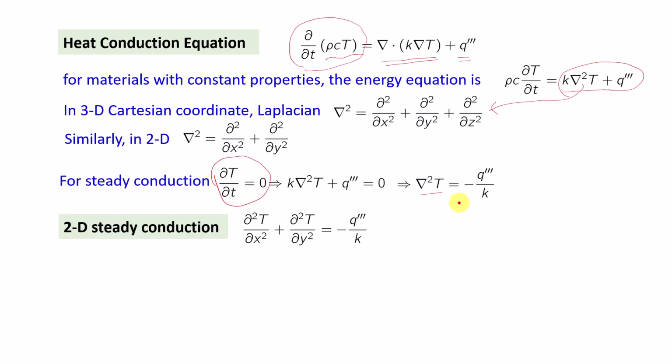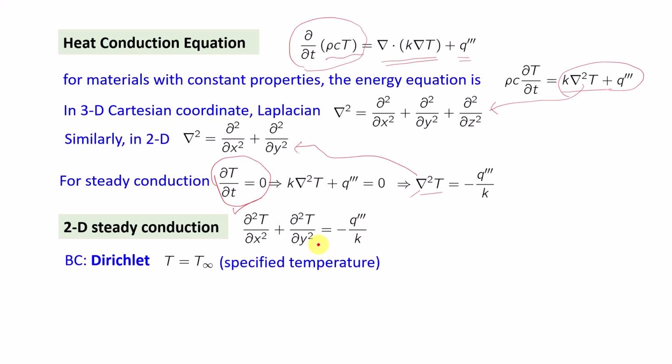So in case of a two-dimensional steady conduction, I can expand this Laplacian as we have already stated, and I write this 2D steady state heat conduction equation: del 2T by del x2 plus del 2T by del y2 is equal to minus q triple prime by k. So I did not neglect the generation. Generation is still here.